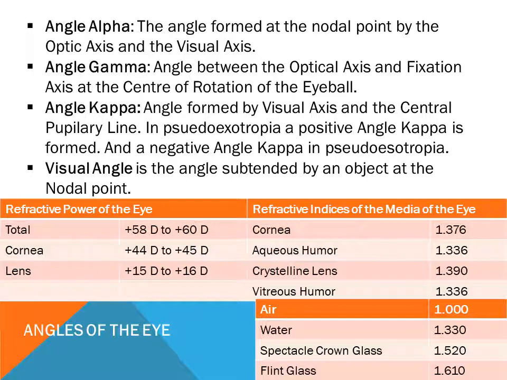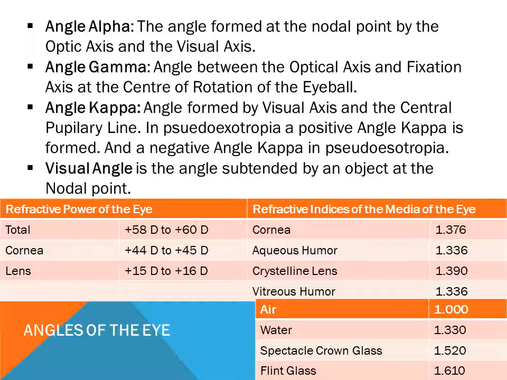Angles of the eye. Angle alpha, the angle formed at the nodal point by the optic axis and visual axis. Angle gamma, angle between the optical axis and fixation axis at the center of the rotation of the eyeball. Angle kappa, angle formed by visual axis and the central pupillary line.